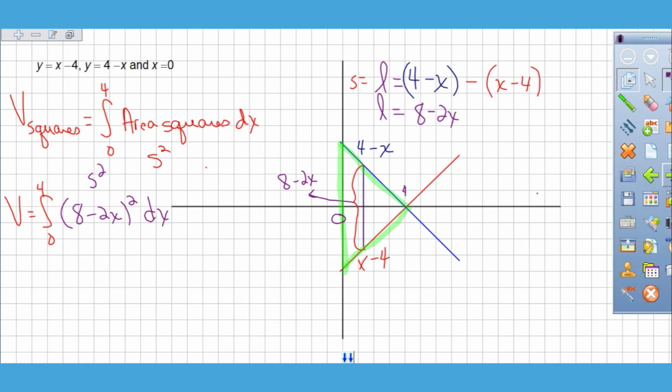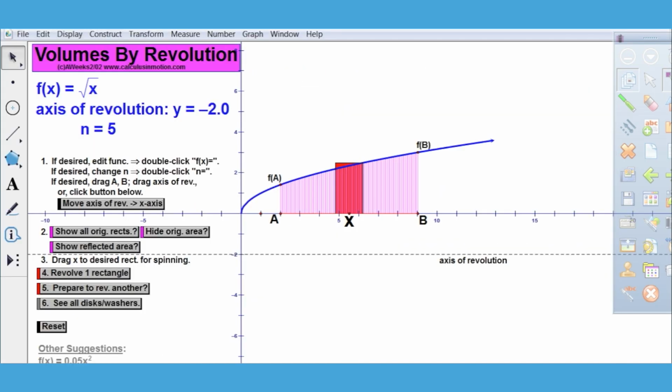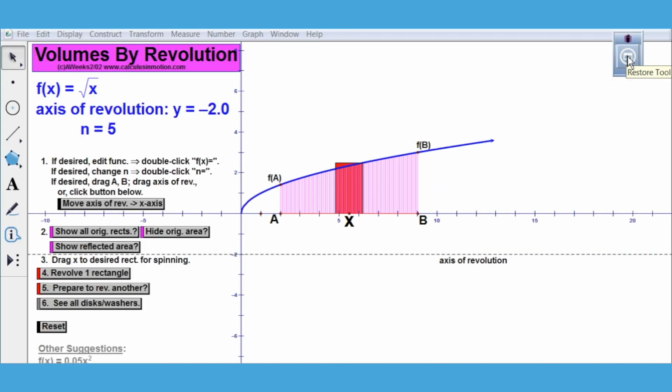We're going to play on that idea, except this time we're going to talk about volumes of solids where we revolve an area around an axis. This is very visual, and I don't draw this well, so I'm going to ask for some help from a computer program called Calculus of Motion. So here's what's going to happen.